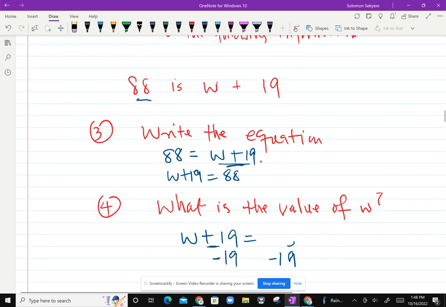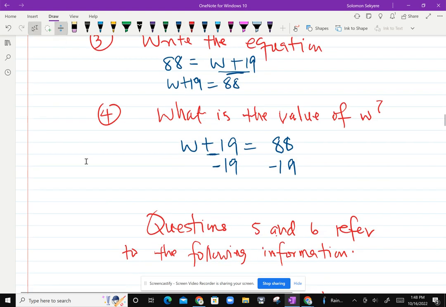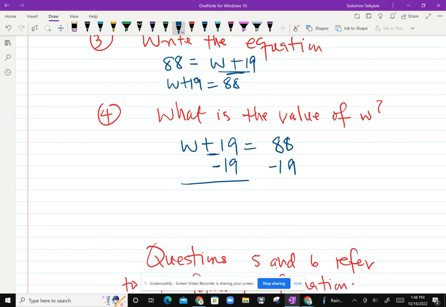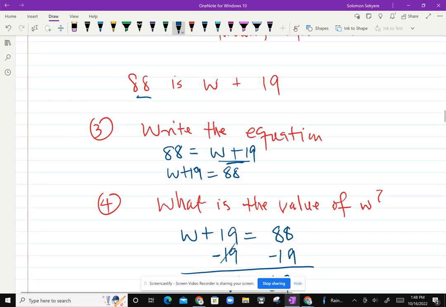Oh, sorry, this is 88, not 18. We are going to subtract 19 from both sides. And what do we get? Underline it. What do I have left on this side? If I add the negative to the positive, that is gone. All I have here is W equals, and then I subtract 88 minus 19. Is that right? No, it is 69. All right, underline it. That's my answer. I'm done.